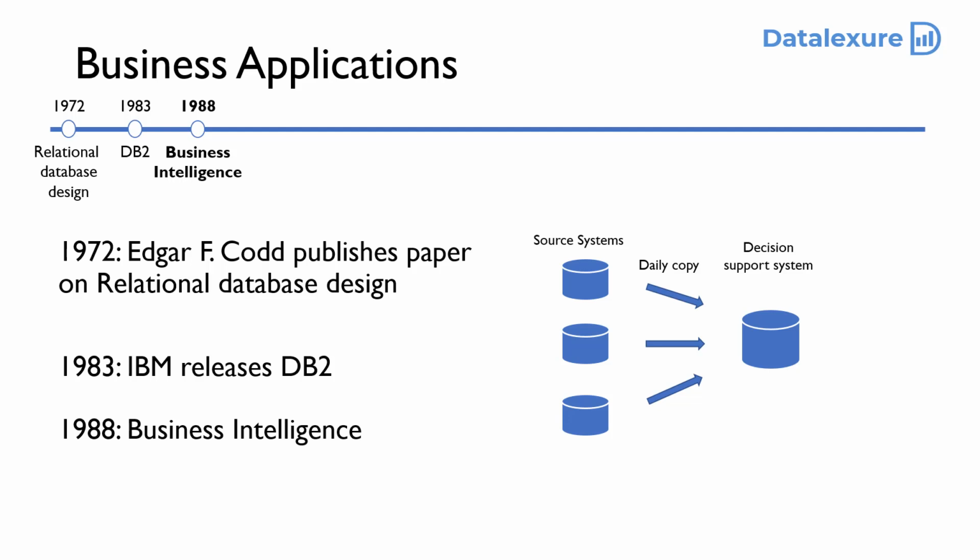By the end of the 80s, it was becoming more and more common to copy these exports to a separate database and combine the data of multiple systems. Such a database was called a decision support system, and in this way, it was much easier to create management reports. And this is how business intelligence was born.